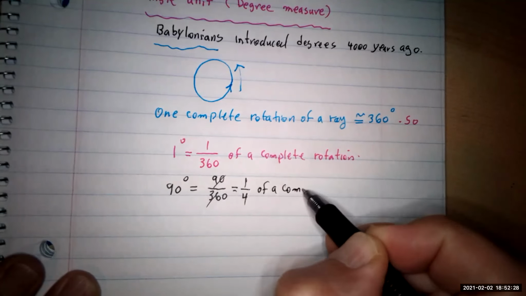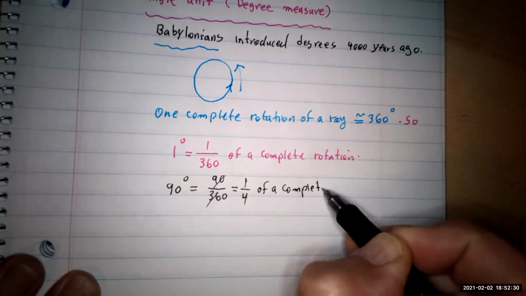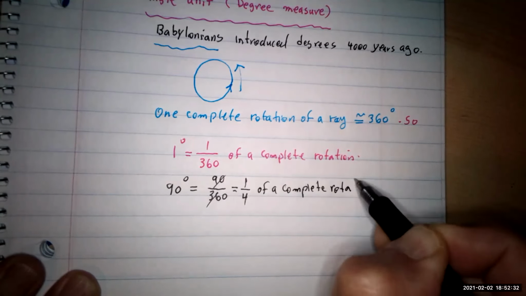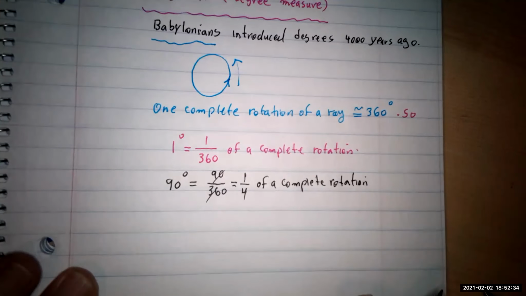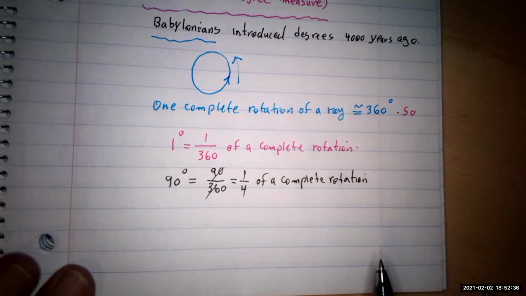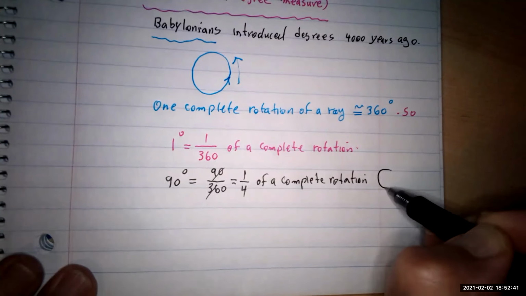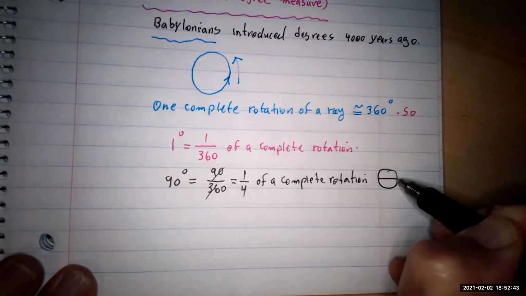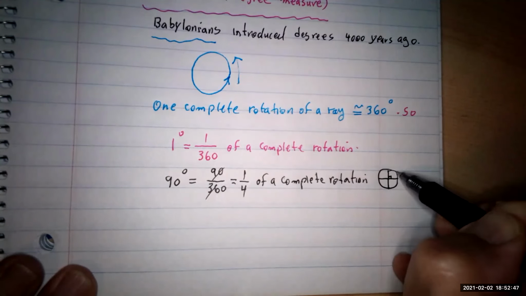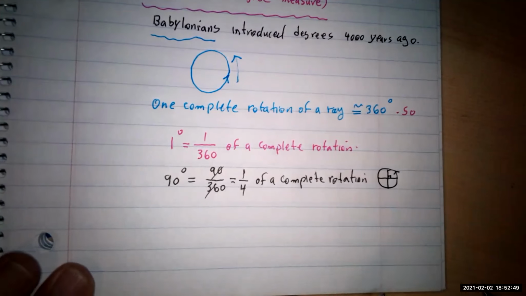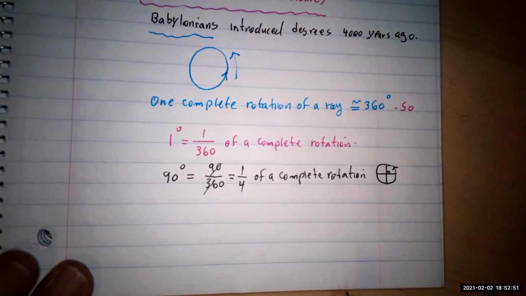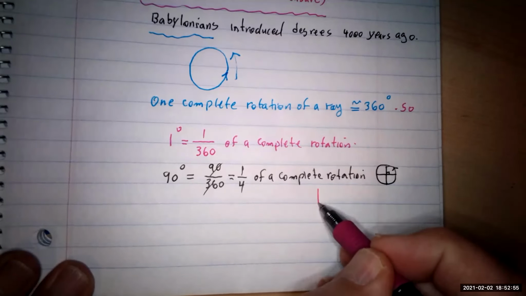A quarter of a complete rotation is going to be 90 degrees. You know that this is going to be what? This is the portion that we are going to have. So that portion would be 90 degrees. Okay, an angle with 90 degrees, or this is going to be the angle.